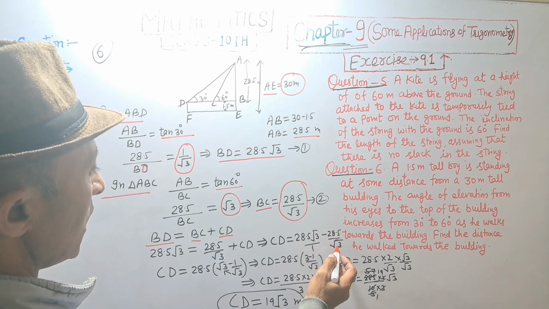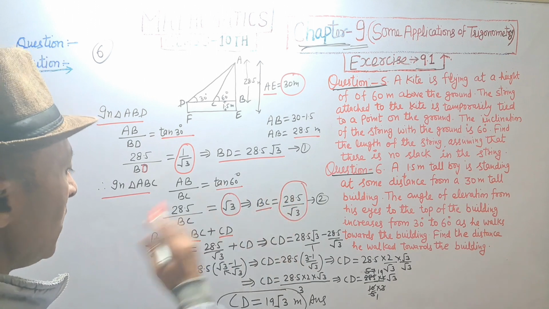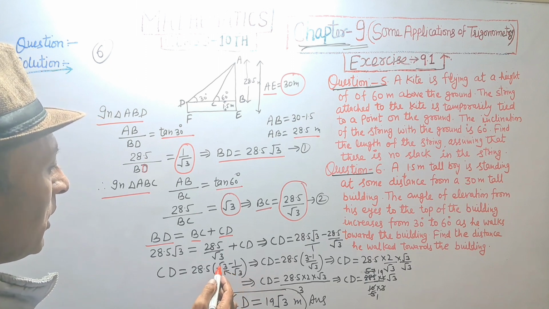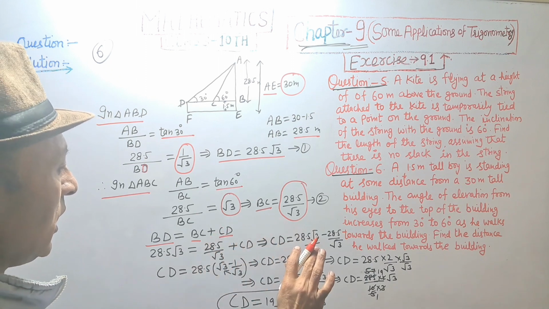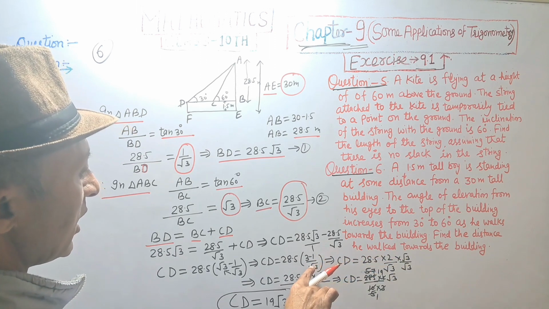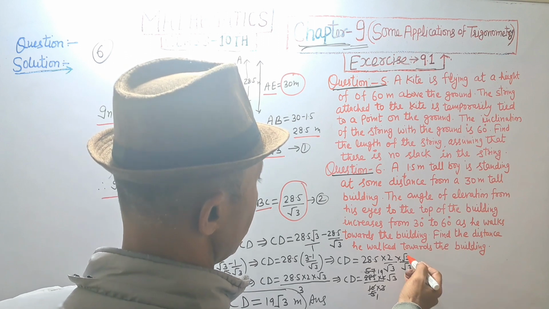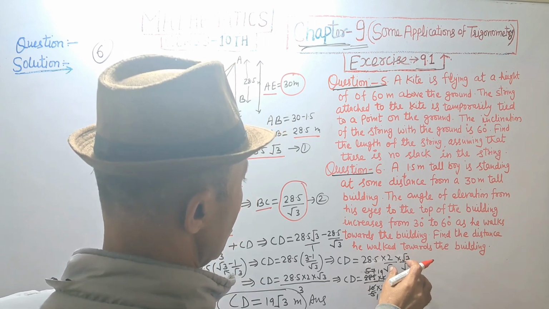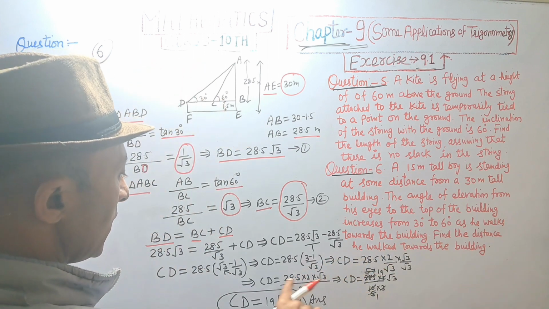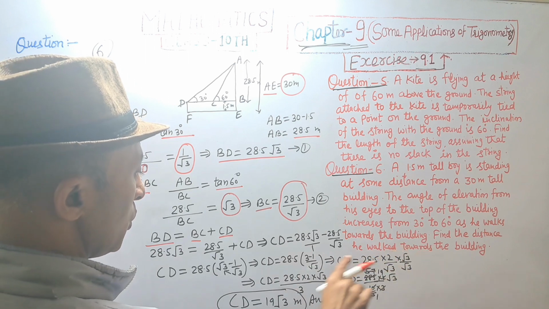LCM is root 3, and we are taking common 28.5 in the numerator. We get root 3 minus 1 upon root 3. Root 3 multiplied by root 3, that is 3. 3 minus 1 equal to 2 divided by root 3. Rationalizing, root 3 divide and multiply. The denominator will be root 3 square, which is 3, and the numerator is equal to 28.5 into 2 into root 3.